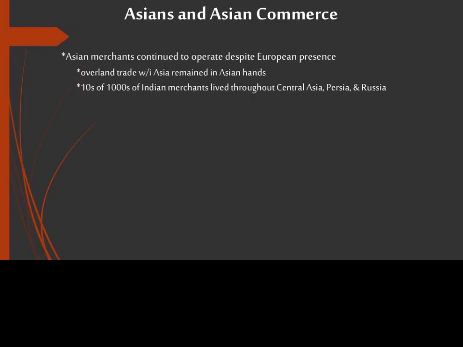The Asian merchants continued to operate despite a European presence. Overland trade within Asia, like I said, really remained in Asian hands, and tens of thousands of Indian merchants lived throughout Central Asia, Persia, and Russia, all controlling the Asian overland trade network.